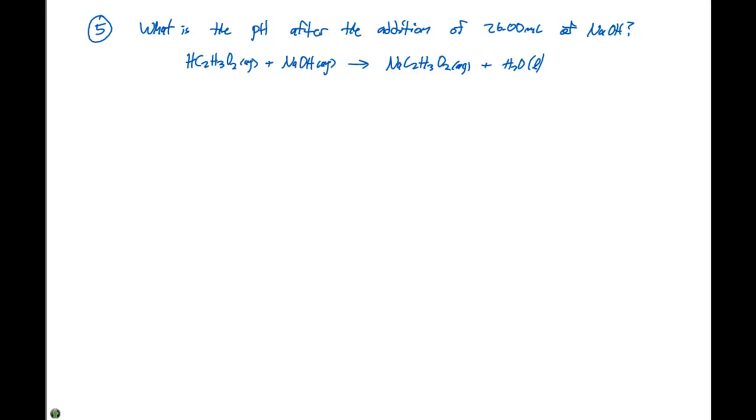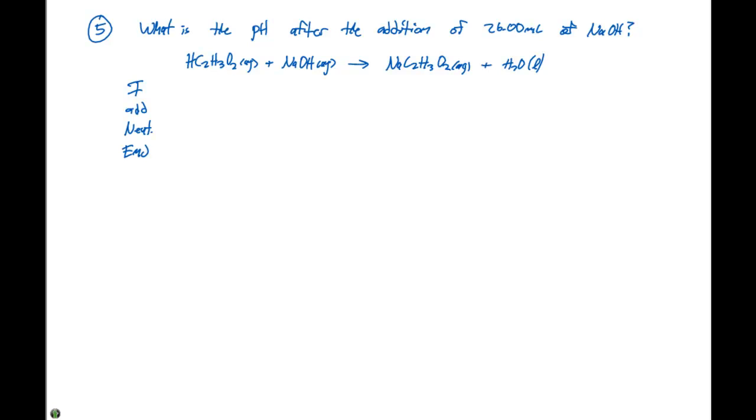The last point we're going to analyze in our titration curve is what is the pH after the addition of 26.00 milliliters of sodium hydroxide. So here we're going to be past the endpoint, and we have our acetic acid plus sodium hydroxide giving sodium acetate plus water. So we have our initial concentrations, the amount we add, the neutralization step, and then our end amounts.